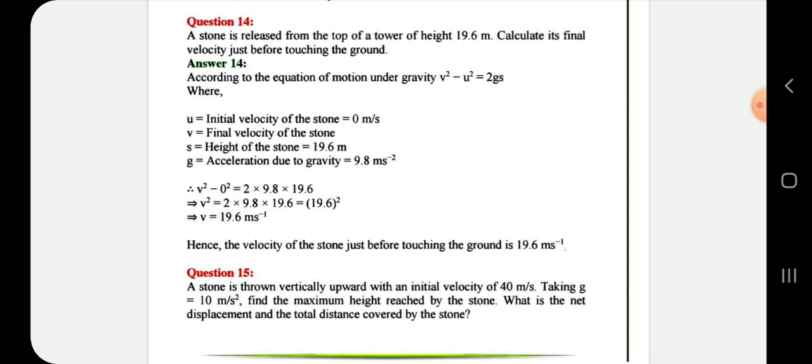Let's start with the solution using v square minus u square is equal to 2gs. U I will take 0 meter per second, v that is the final velocity of the stone, s that is the height of the tower which is 19.6 meter, and g is the acceleration due to gravity which is 9.8 meter per second square. Substituting the values, I'll get v square equal to 19.6 the whole square. So v is equal to 19.6 meter per second. Hence the velocity of the stone just before touching the ground will be 19.6 meter per second.